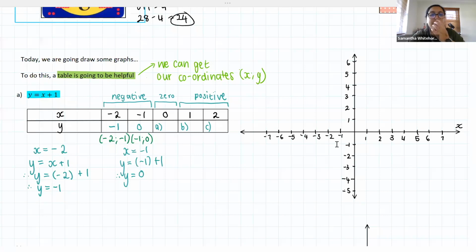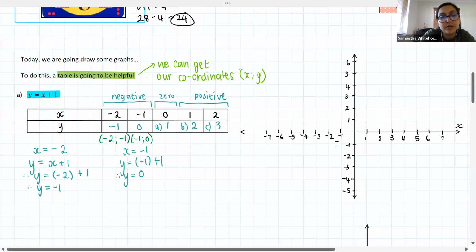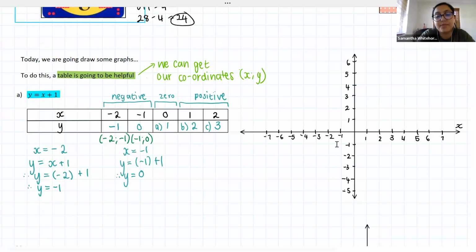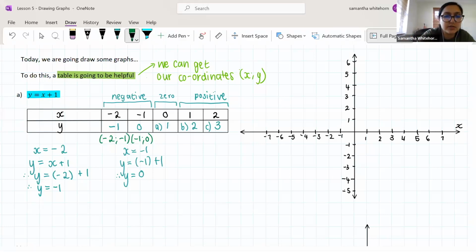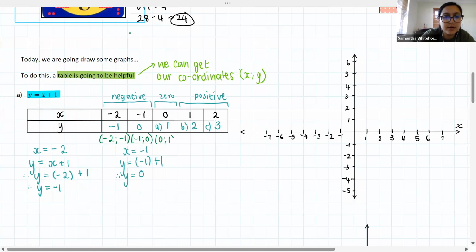Nice, grades, well done. Okay, so our output values here would be 1, 2, and 3. We take the x value that we have and we just add 1. Right, so now what we're able to do is plot our graph. Now remember, we've got all of our coordinate pairs as a result of this. So the next ones would be 0, 1, 1, 2, and 2, 3. So we've got these coordinate pairs we can now plot.